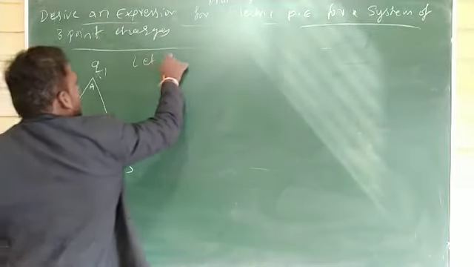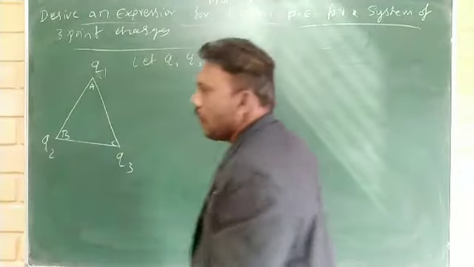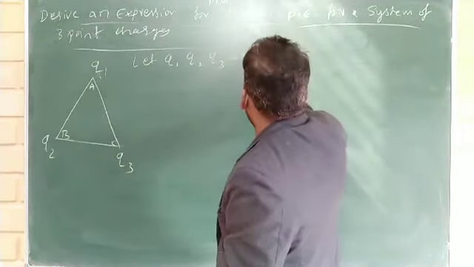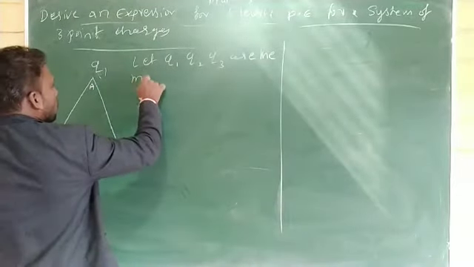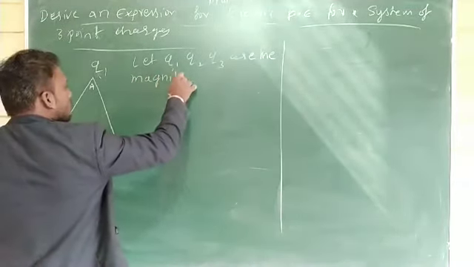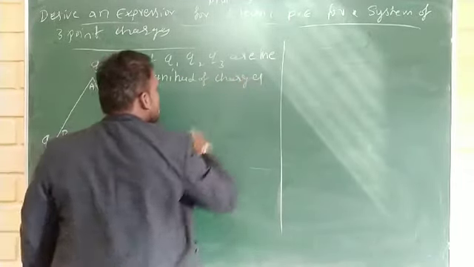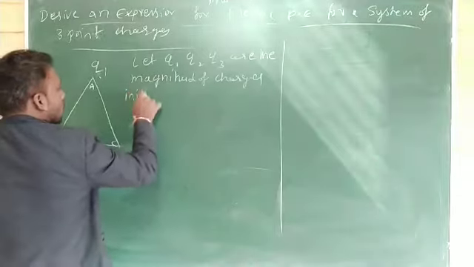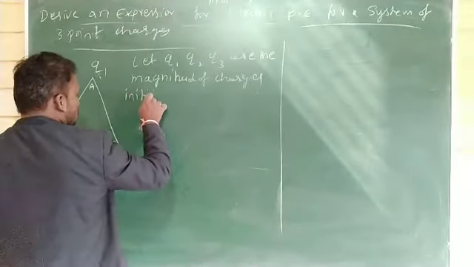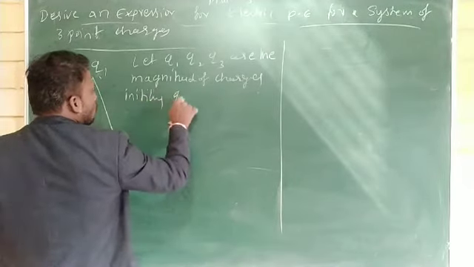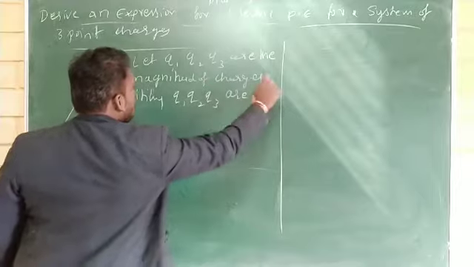Let Q1, Q2, Q3 be the magnitudes of the charges. Initially, Q1, Q2 and Q3 are at infinity.